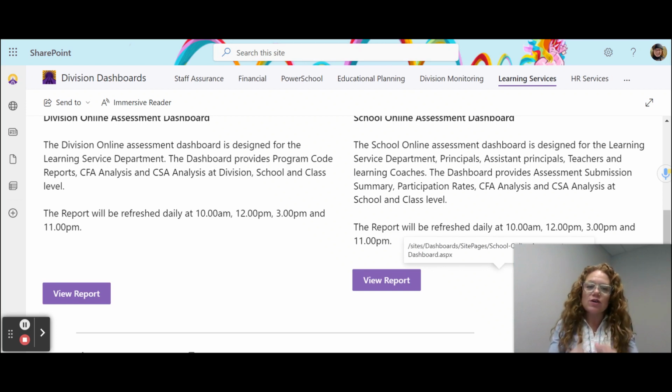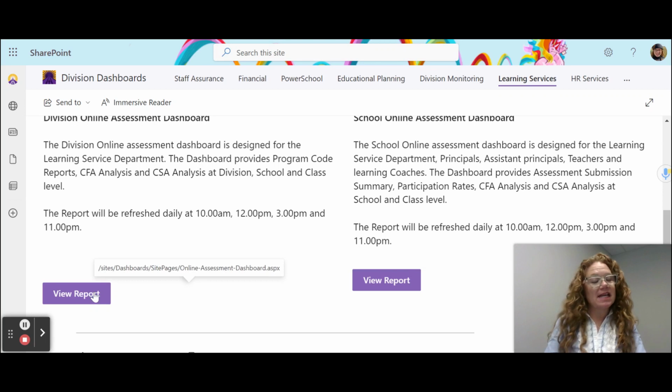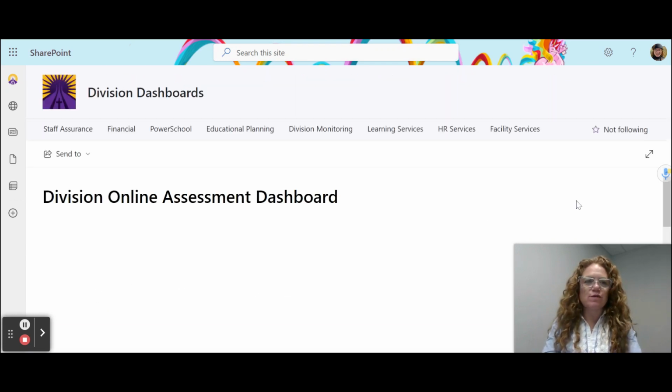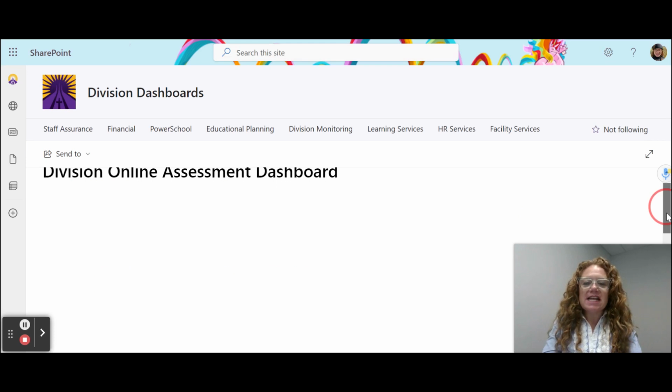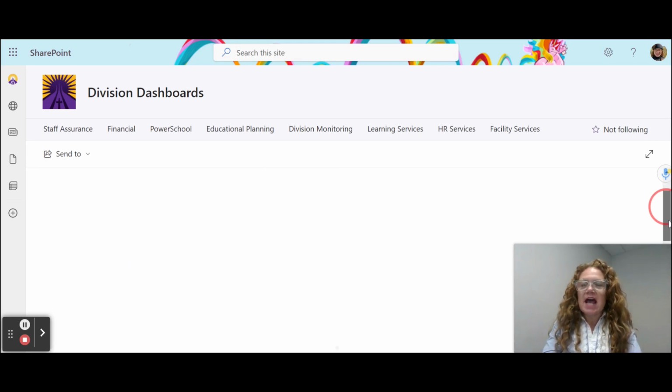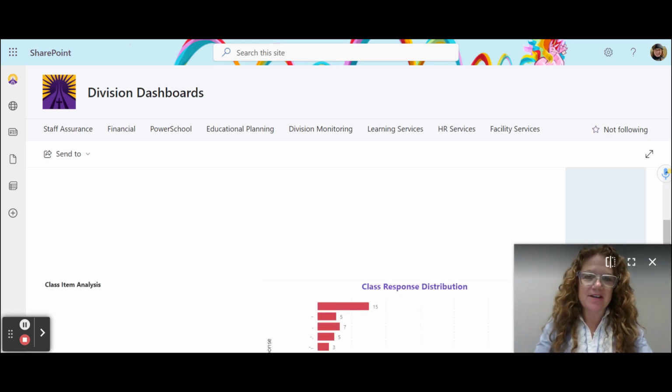Now, that's where you're going to click. I, of course, am going to maintain confidentiality for schools and students. So I'm actually going to walk you through the MAST dashboard looking at the divisional data just to respect everyone's privacy. So I'm going to go to View Report. Now, the data that you will receive looks very similar to the data that you're going to see here.